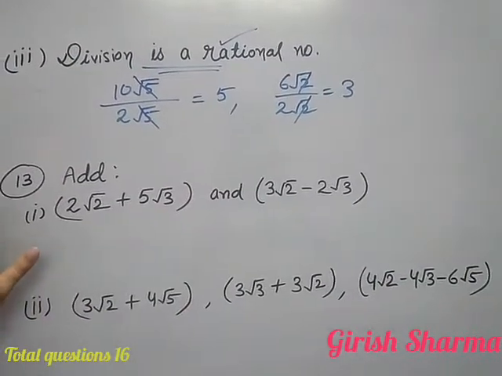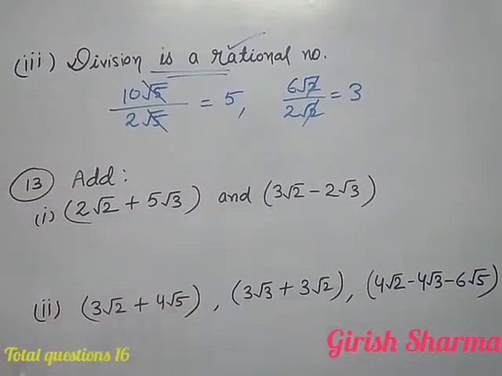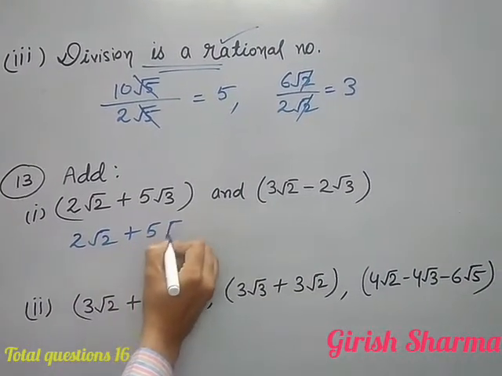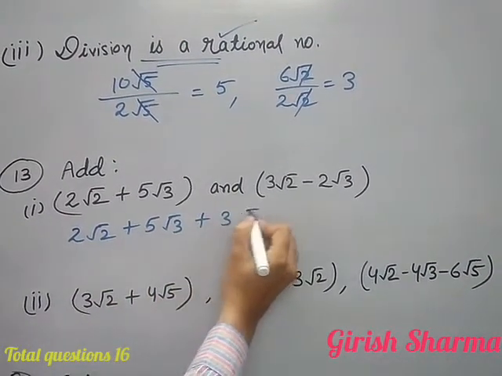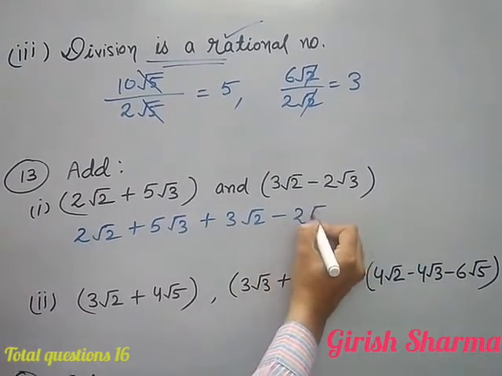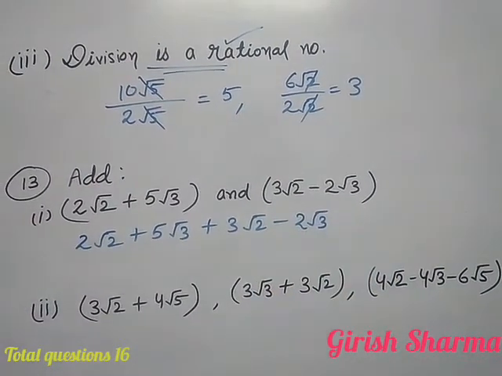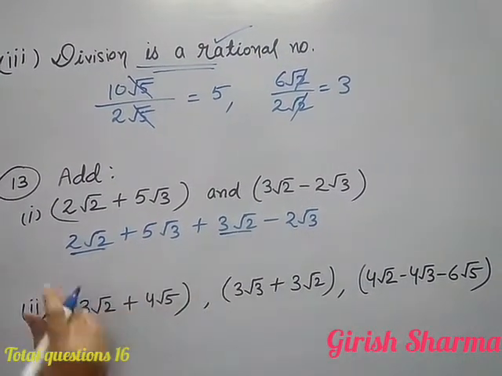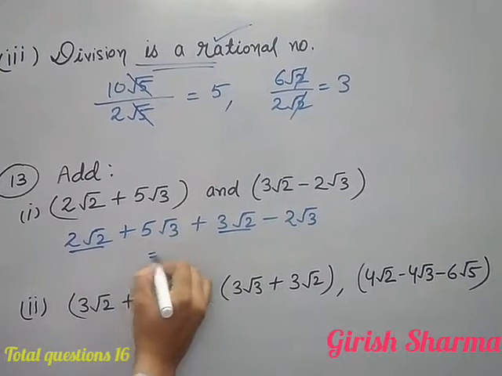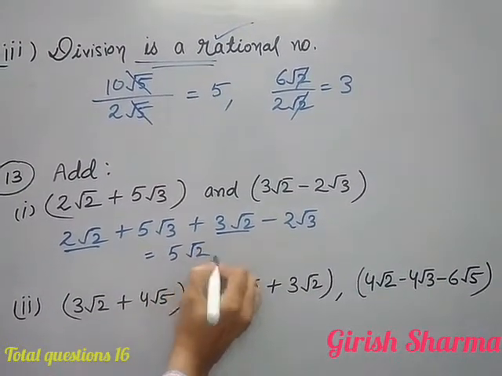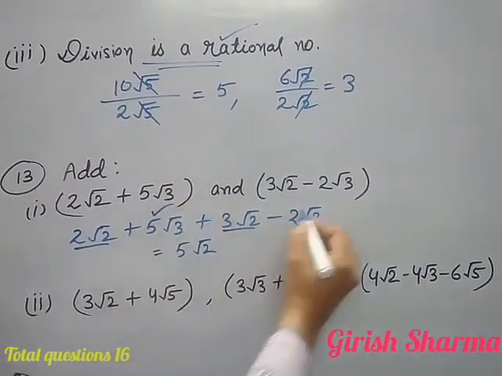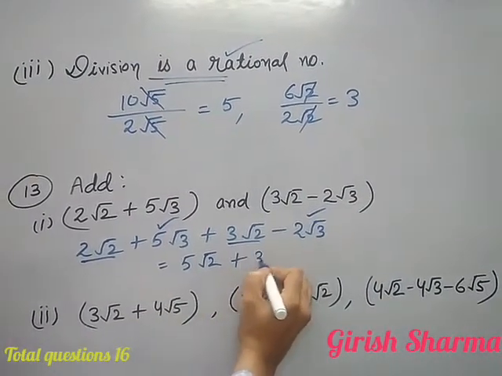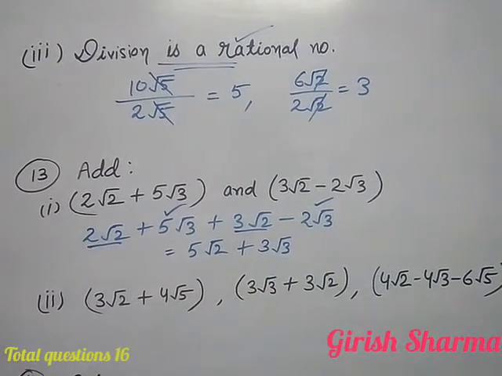Now the next one, you have to add this. See here, I am going to add 2 root 2 plus 5 root 3 plus 3 root 2 minus 2 root 3. So what to do? You have to see the like terms. These two terms are like. 2 root 2 plus 3 root 2 is 5 root 2, and these two are like terms. 5 root 3 minus 2 root 3 will be 3 root 3.